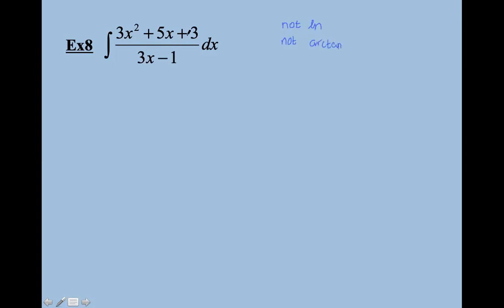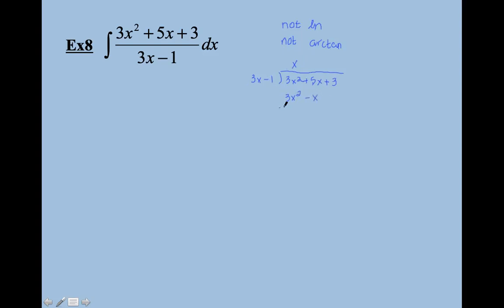Well, when you have one like this, you can divide and rewrite the integral. So I'm going to do long division here. I'm going to divide 3x minus 1 into 3x squared plus 5x plus 3. Review time. What do I multiply 3x by to get 3x squared? I'd need an x. I multiply back. X times 3x is 3x squared. X times -1 is -x.